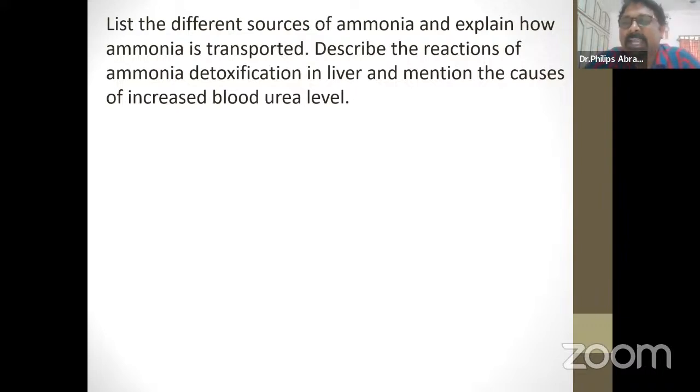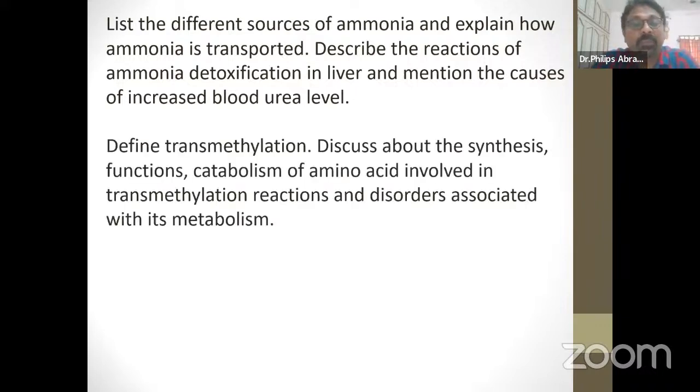From the brain, it is transported as glutamine, and from the muscles, it is transported as alanine. You have studied that as a part of gluconeogenesis, the glucose alanine cycle or Cori cycle. So remember that also. This way the question can be asked.